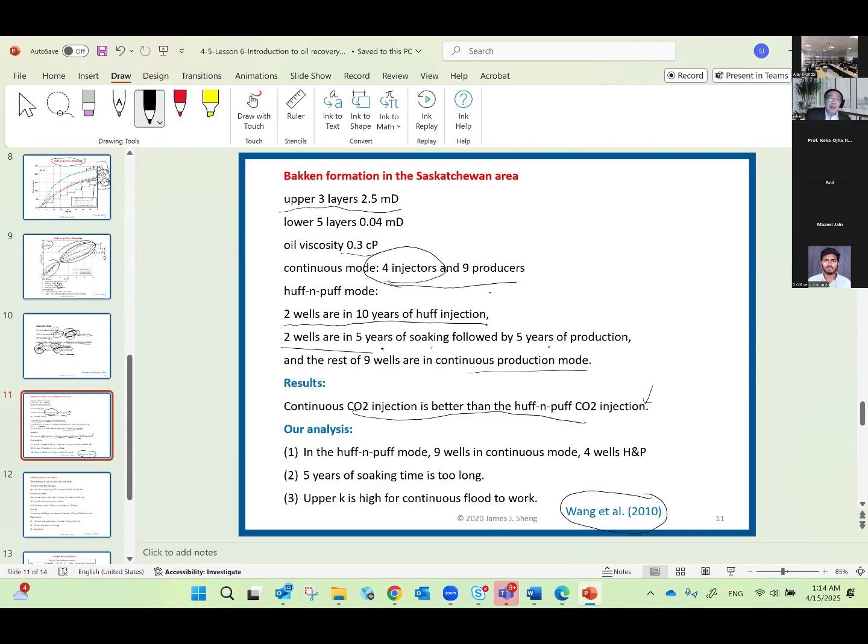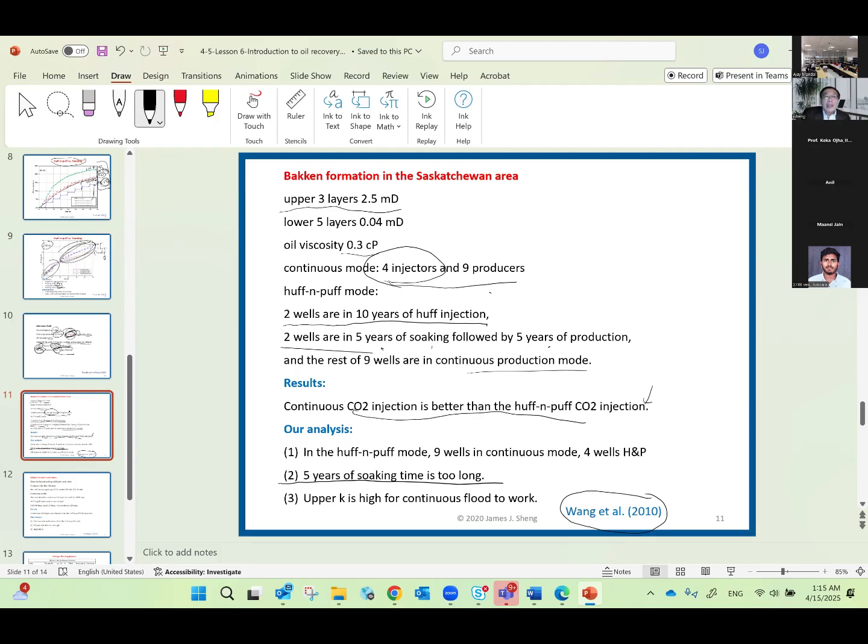What is the problem? First, obviously, they have 5 years soaking time. Now, I guess from my lectures for today, you should understand, I mentioned several times, and now you're convinced by a field project: soaking time should not be too long. If soaking time is too long, Huff-n-Puff is not going to work.